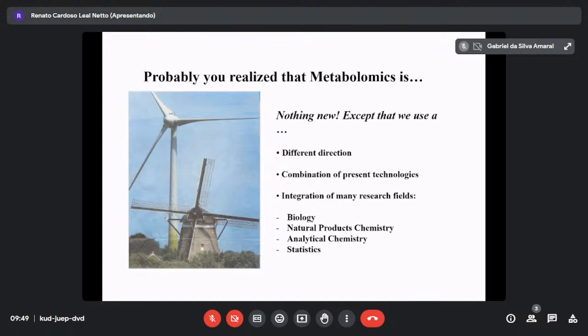Someone asked me, is there any textbook to learn metabolomics? But it's rather difficult. As you see, you have to read a biology book. You have to read natural product chemistry. You have to read statistics. You have to read analytical chemistry. You have to read NMR. Something like that. Then, which book is the best?